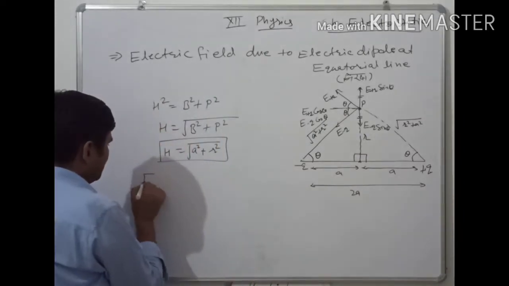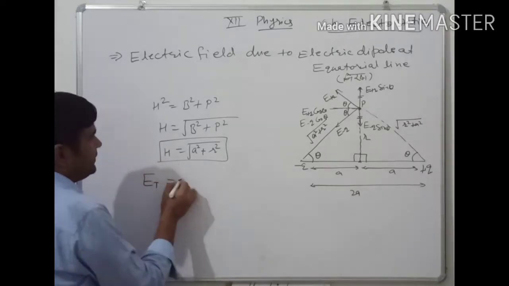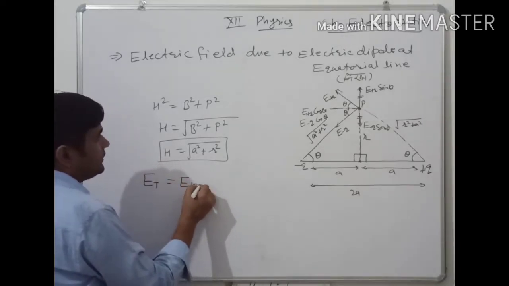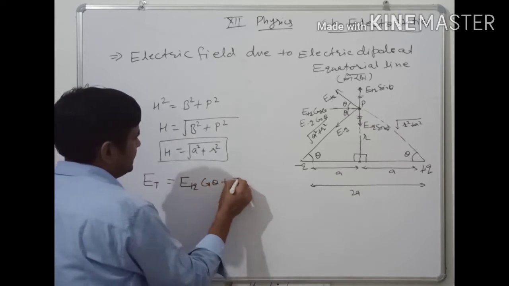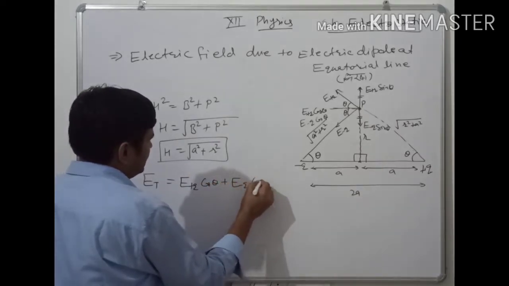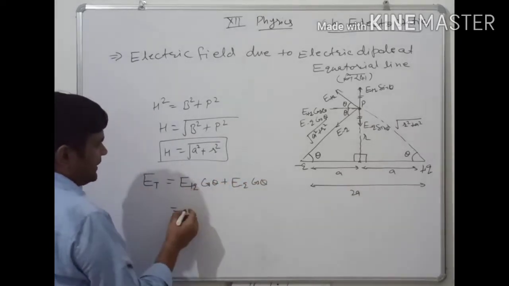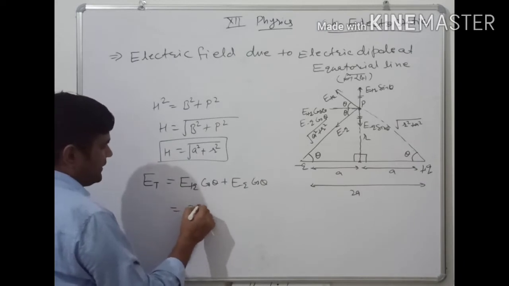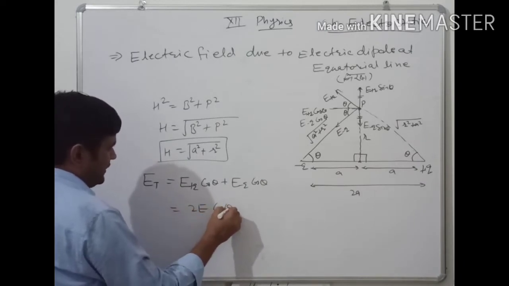Now the total electric field is E plus q cos theta plus E minus q cos theta. Their magnitudes are equal, that's why we write it in terms of 2E cos theta.